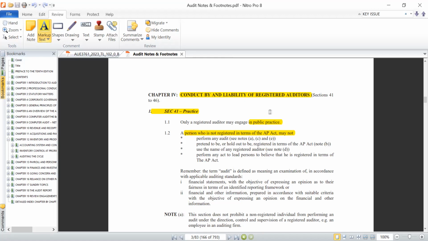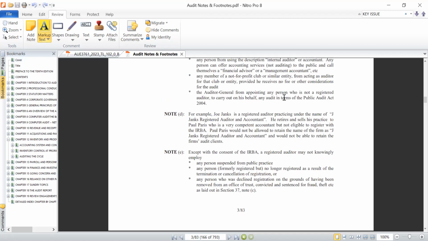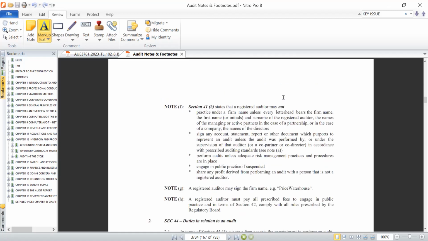Very important. Notice this is dealing with auditors. So if you're not registered as a registered auditor according to the APA Act, these are the things that you're not allowed to do. So it's only conduct that is allowed to be performed by someone who is actually a registered auditor. Very, very important. So that's what you draw from section 41. Some of those notes are just to emphasize more on what they've already pointed out.